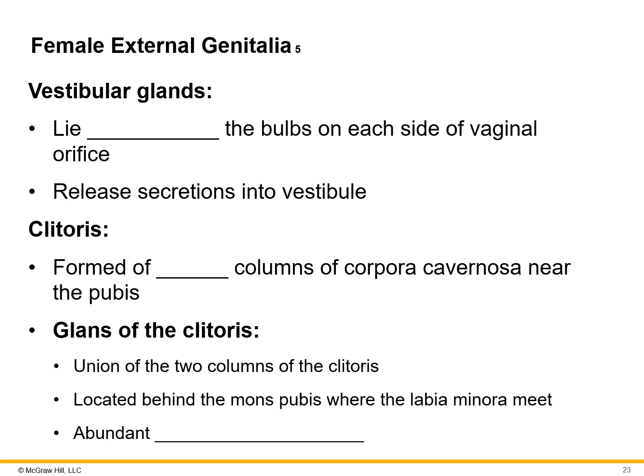The vestibular glands lie behind the bulbs on each side of the vaginal orifice, and they release secretions into the vestibule, which act as a source of lubrication. And then the clitoris, like we've already talked about, is formed of 2 columns of corpora cavernosa near the pubis, at the front of the genitalia. The glans of the clitoris is just a union of those 2 columns. It's located behind the mons pubis where the labia minora meet, and it is abundant in sensory receptors and is involved in the female sexual response.